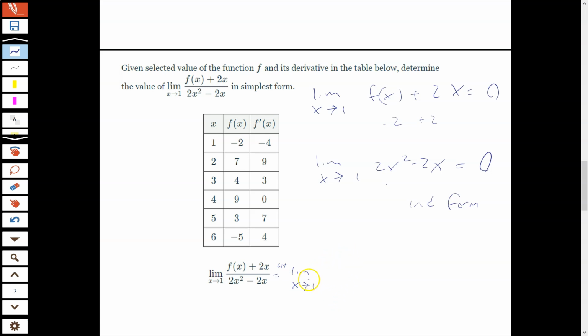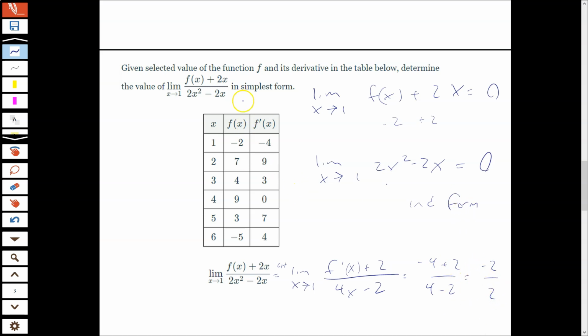we'll say f prime of x is the derivative of f of x plus 2 over 4x minus 2. Okay, and then f prime of 1 is negative 4. So we get negative 4 plus 2, and then 4 minus 2. And this one's going to work out nicely. So we get negative 2 over 2.